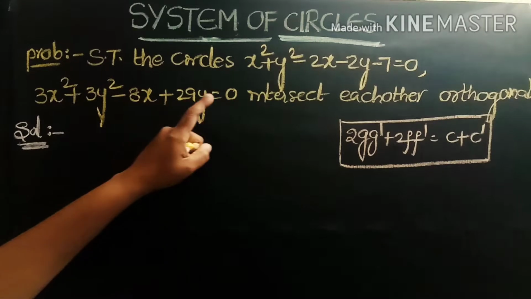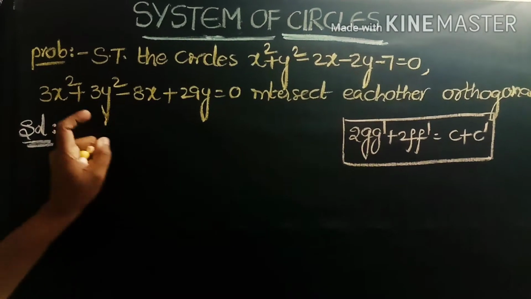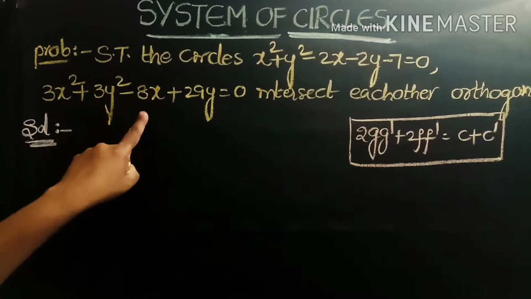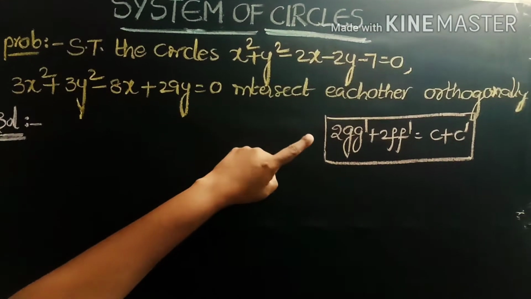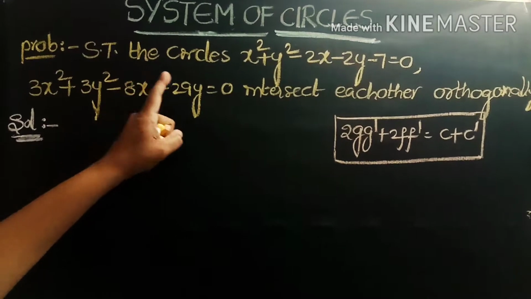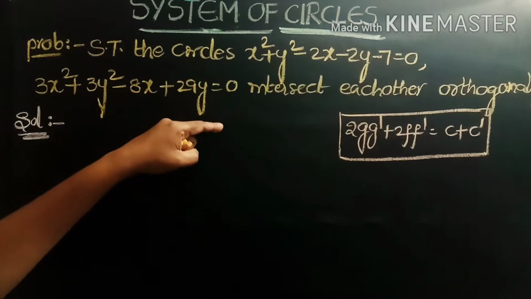Show that the circles x square plus y square minus 2x minus 2y minus 7 is equal to 0 and 3x square plus 3y square minus 8x plus 29y is equal to 0 intersect each other orthogonally. So to show that the circles intersect orthogonally, we want to check the orthogonality condition.